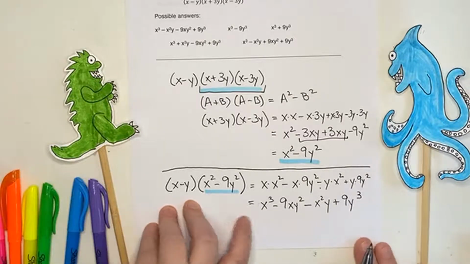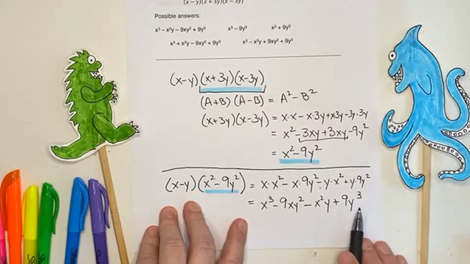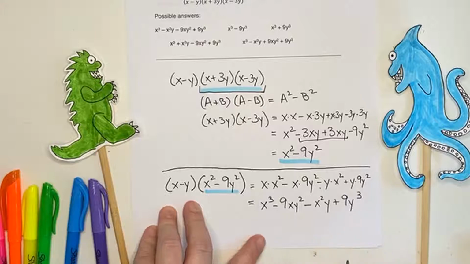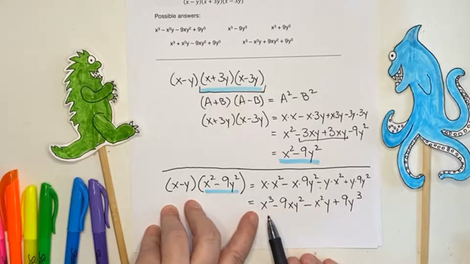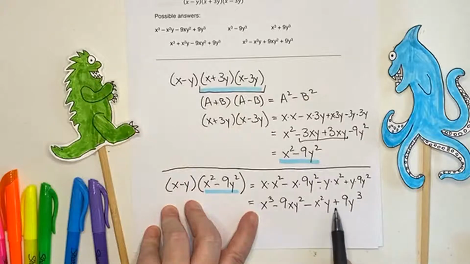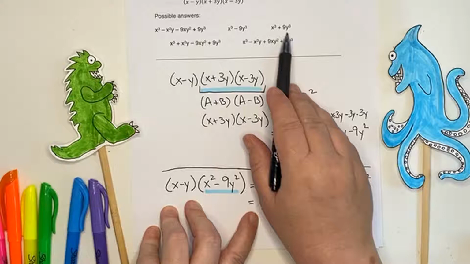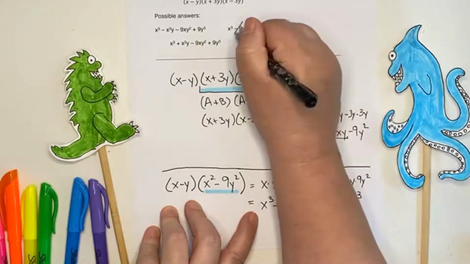So there's my answer. And it looks to me like I don't have any like terms. So I think this is as simplified as it's going to get. I've got an x cubed leading, and they all have x cubed leading. Okay, I've got a plus 9y cubed at the end, plus 9y cubed, plus 9y cubed, plus 9y cubed, plus 9. Okay, it's not this one.